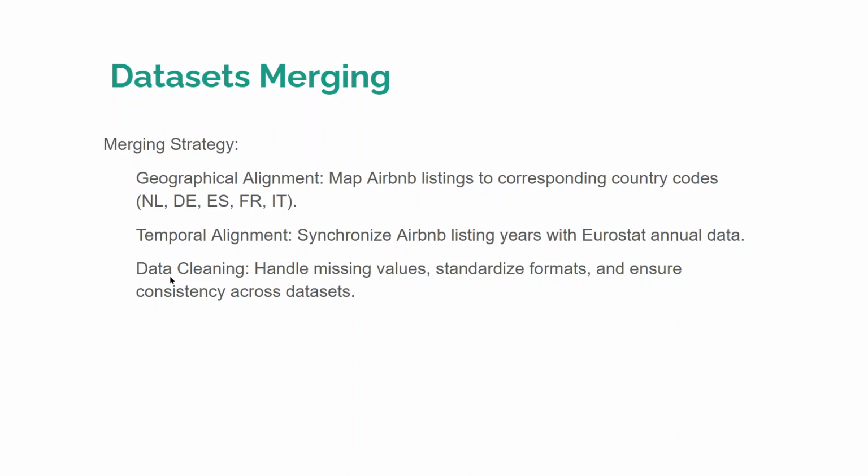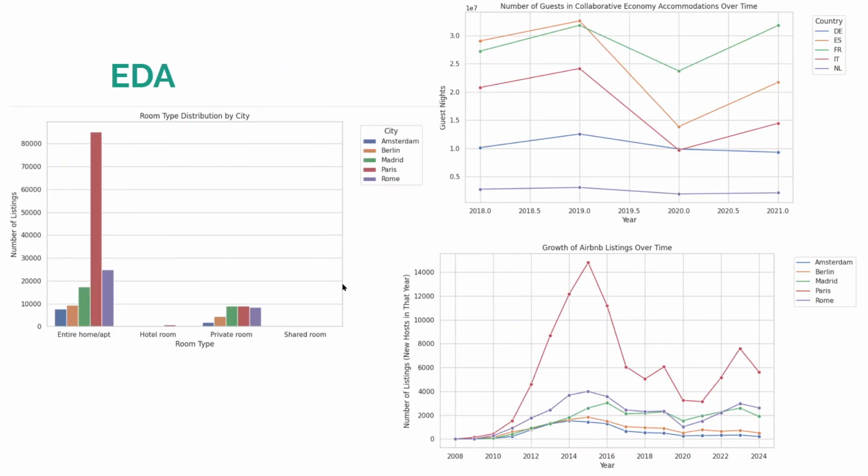It's by years. So also I did data cleaning. The formats of Eurostat and Inside Airbnb data were very different, so it was hard to make them consistent. I handled missing values, standardized formats, and ensured consistency across datasets.